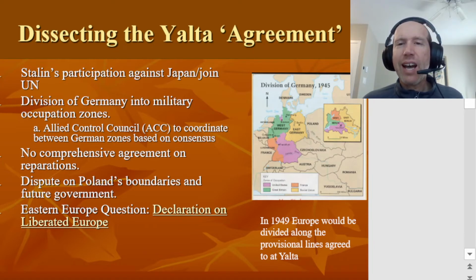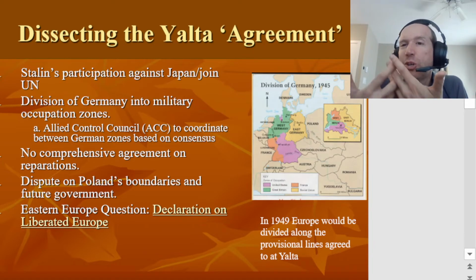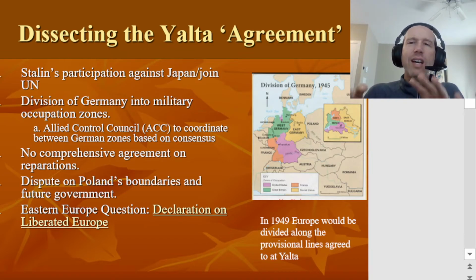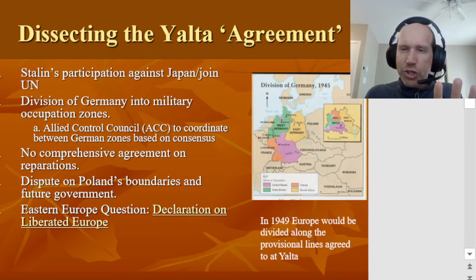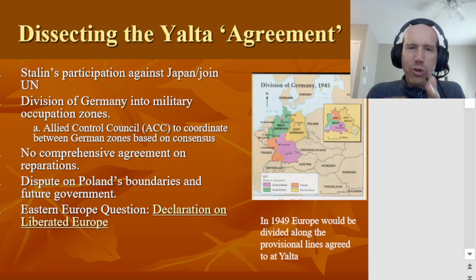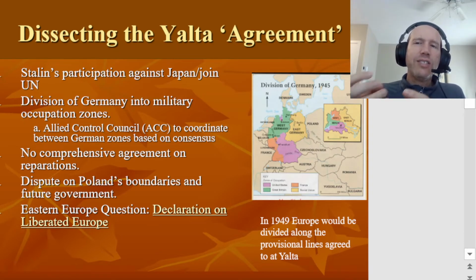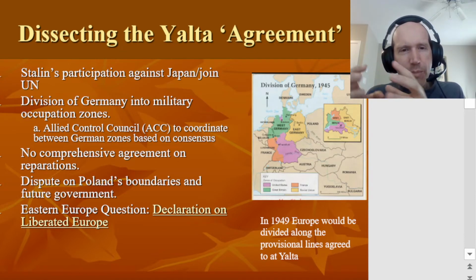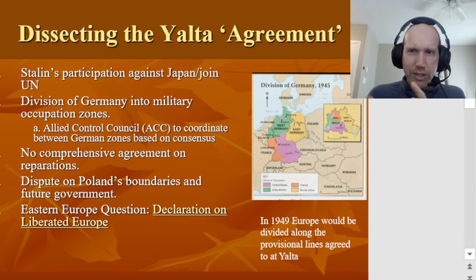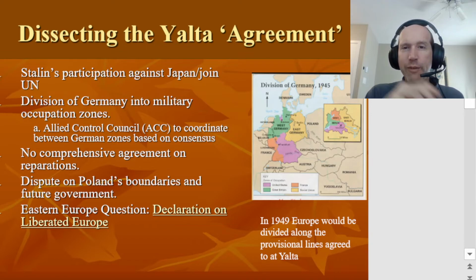Now, the basic idea of Yalta is that this was just a provisional agreement. There'd be a military occupation of Germany, and there'd be what they called an Allied Control Council, essentially an executive council that would coordinate the occupation of all Germany, including the trade between the various zones.